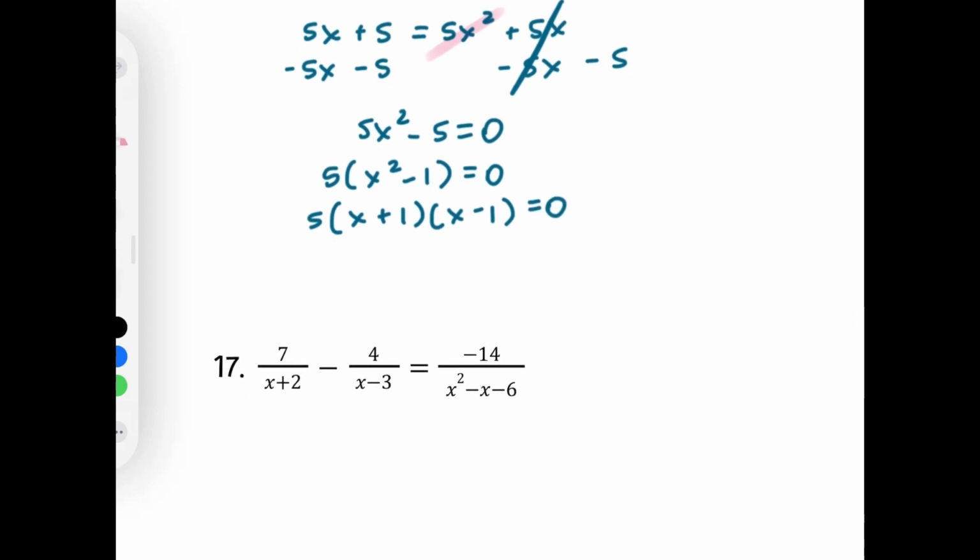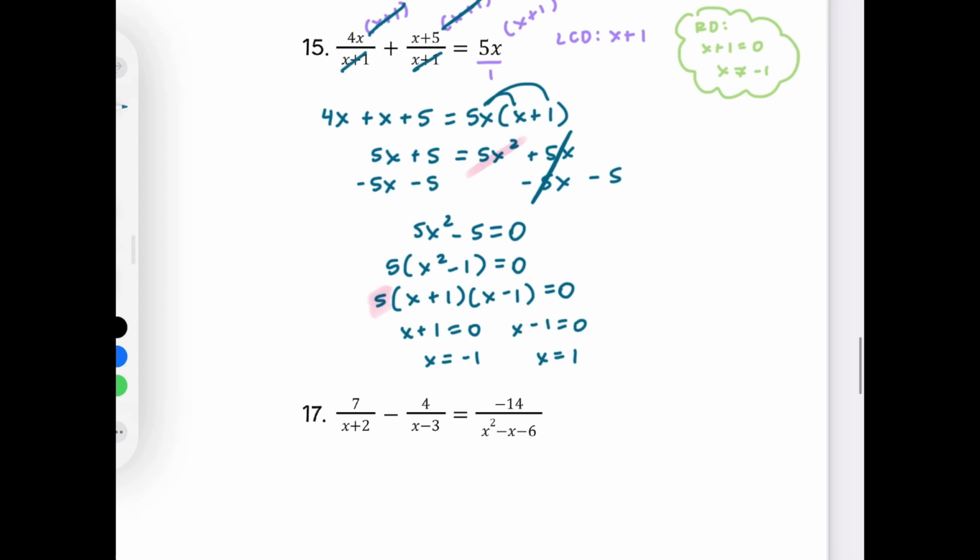A lot of people ask about this GCF right here. It doesn't change anything. It's not going to change a solution. So we're just looking at x plus 1 equals 0, x minus 1 equals 0. So x equals negative 1, x equals 1.